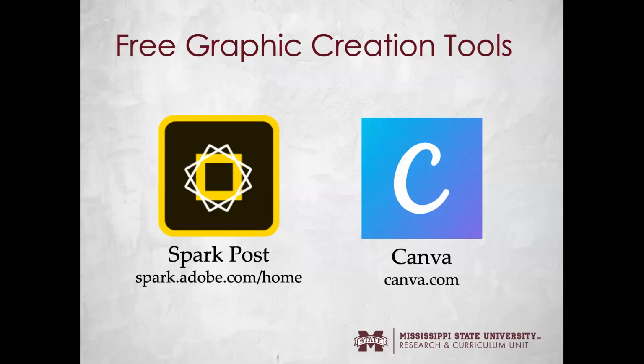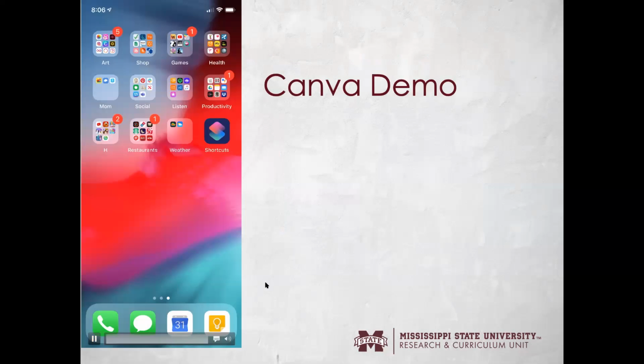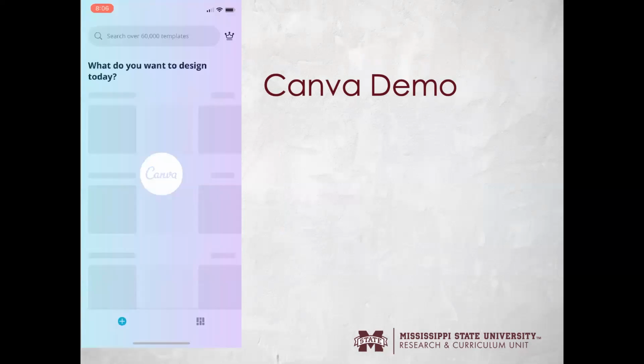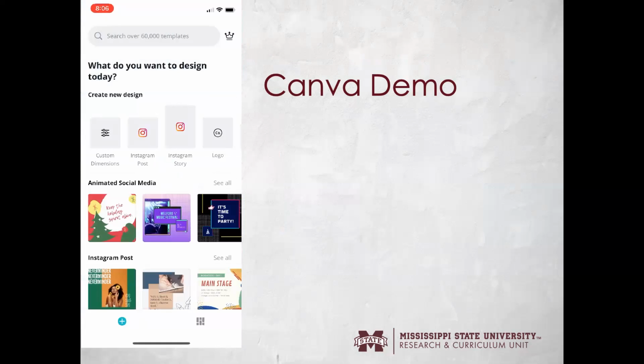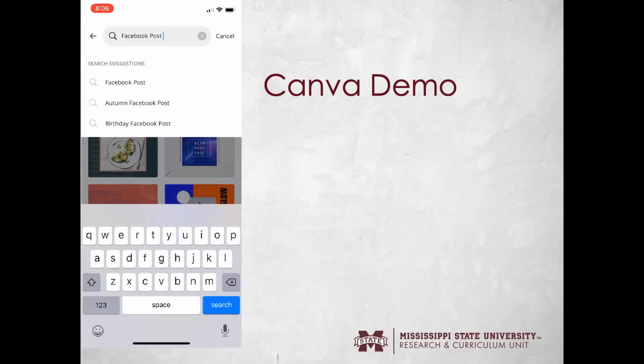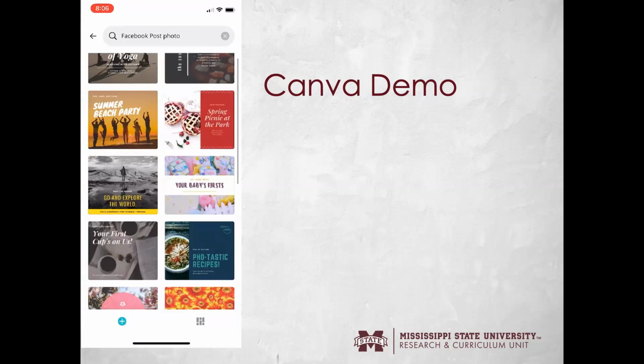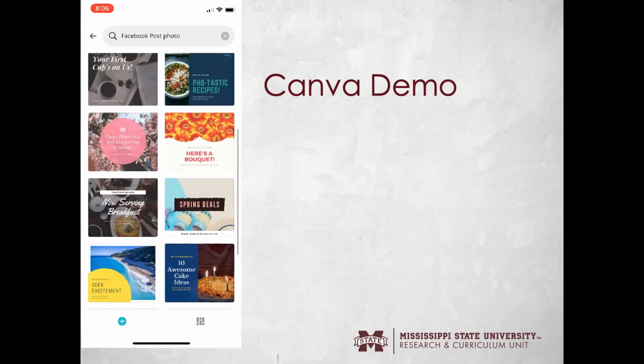In the next slide, I'll show you a pre-recorded demo of me creating a graphic on my iPhone using the free version of Canva in just a little over 2 minutes. So here I am going into Canva, and I'm going to choose to create a Facebook post. And I'm going to search for a template with a photo because I've got a photo of some West Point students that I'm going to post.